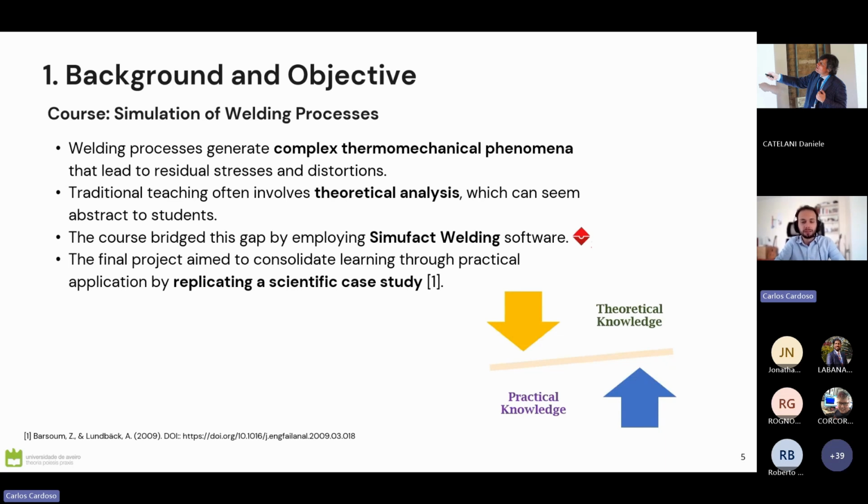However, when this topic is taught purely theoretically, students often struggle to visualize how these physical phenomena evolve during welding. That's why students used Simufact Welding, finite element software from Hexagon, to reproduce case studies from the literature as a final project assignment. This approach not only allowed us to connect concepts learned in lectures with practical simulation experience, but also reinforced our understanding of how process parameters affect residual stress formation and distortion.